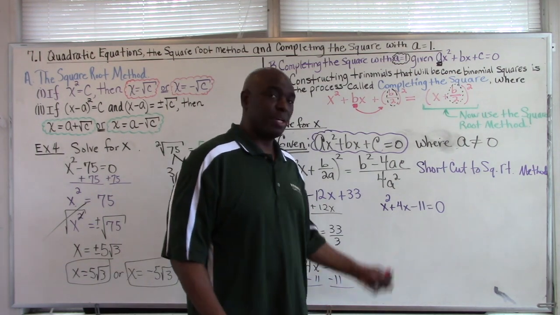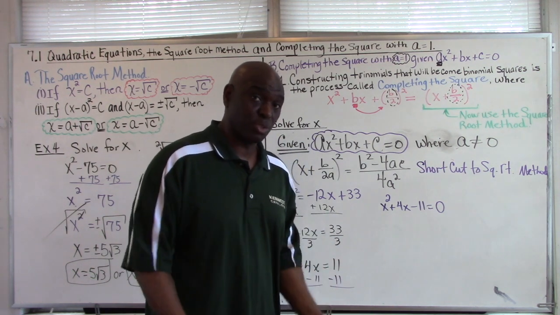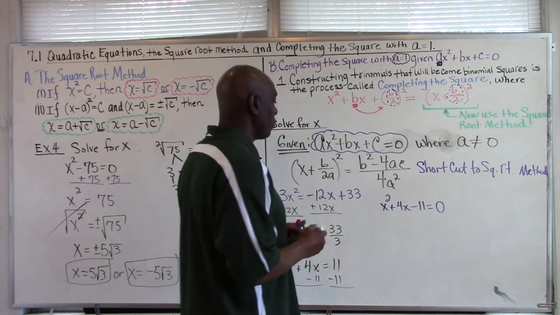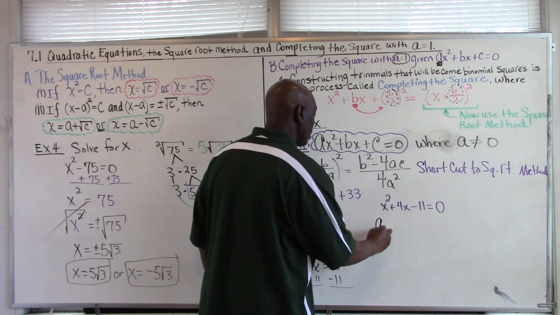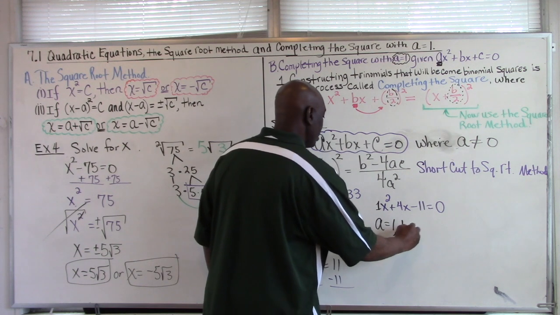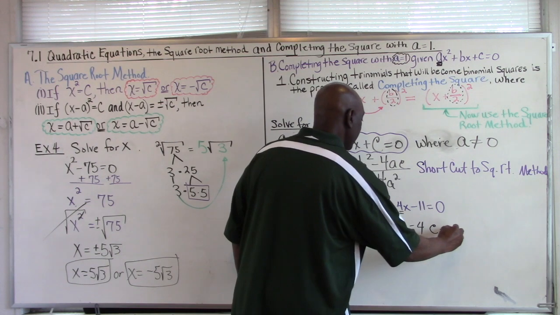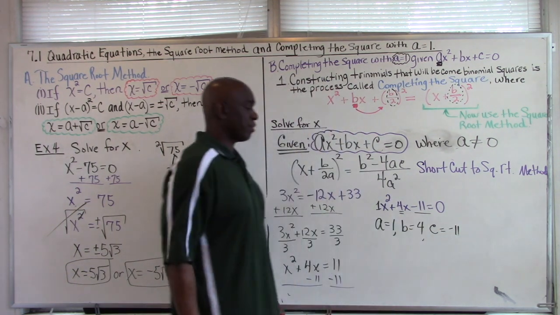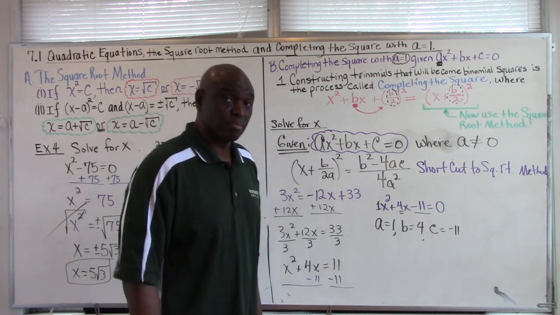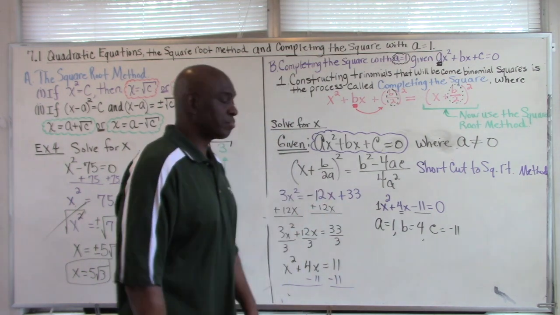You can go from here directly to the square root method if you care to, without completing the square, right? You have to know a few things though. You have to know that a equals 1, because there's a 1 right here. You have to know that b equals 4, because there's a 4 right there. And you have to know that c is negative 11, because that's where negative 11 is right there. If you know a, b, and c, plug it in, and that's it. Literally. We know a, we know b, we know c, plug it in. Check it out.